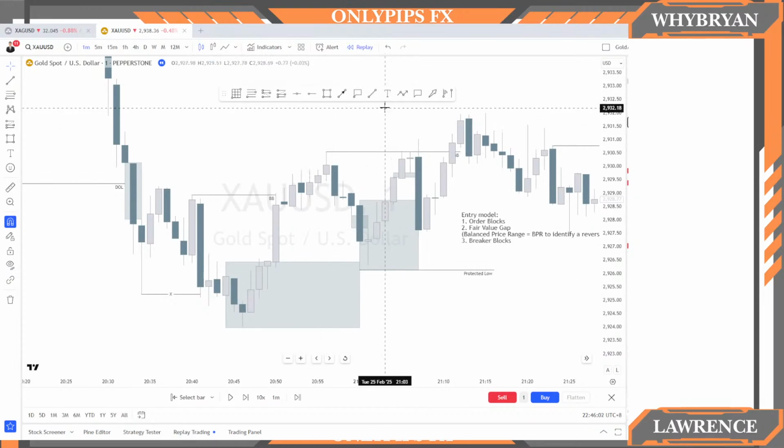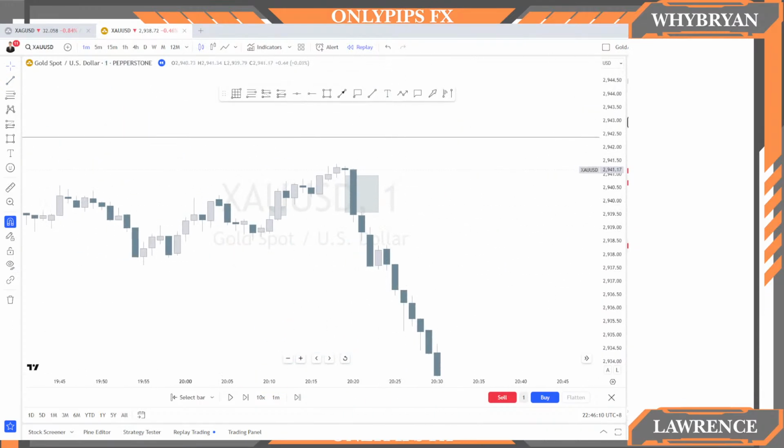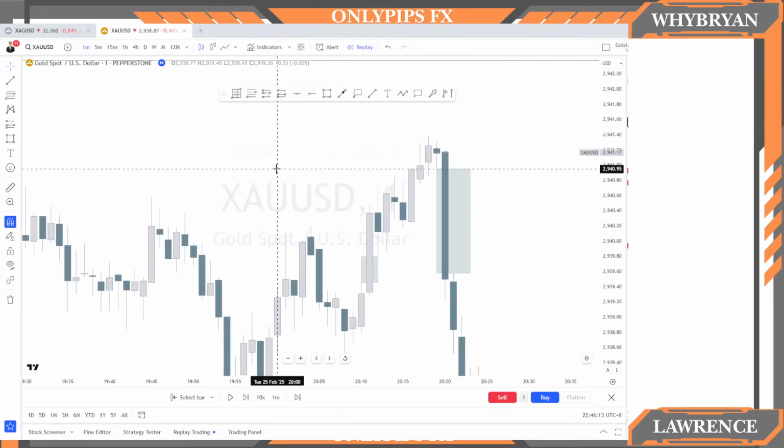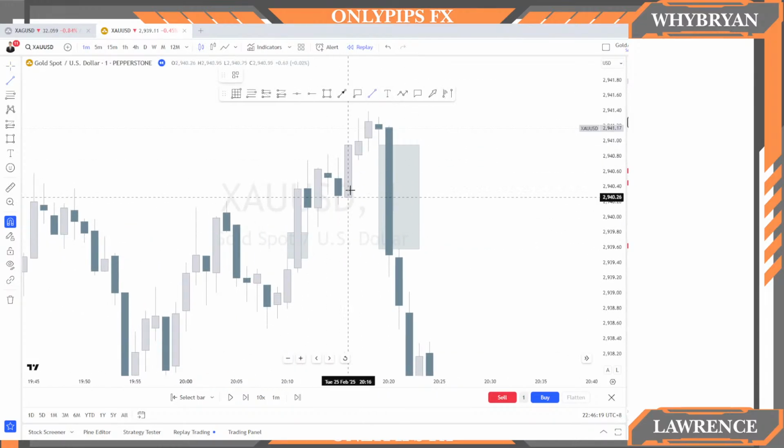Which you can say is the low that sweeps the high. Sorry, the high that sweeps the low, and for the bearish one, the low that sweeps the high. Like this. This is the breaker.